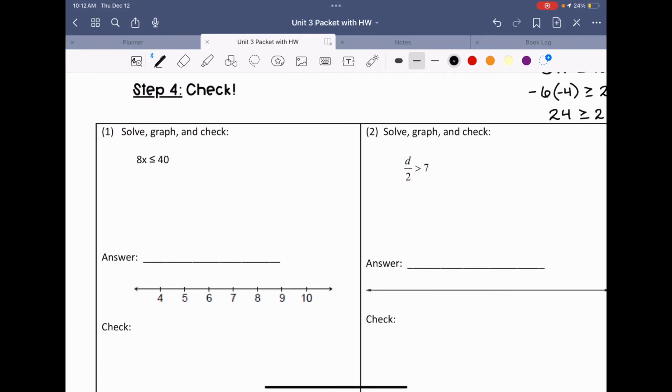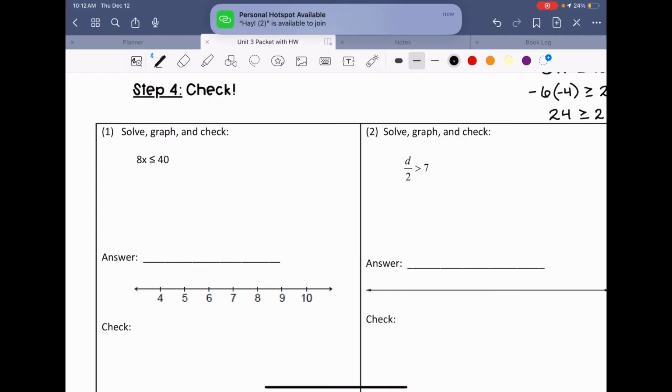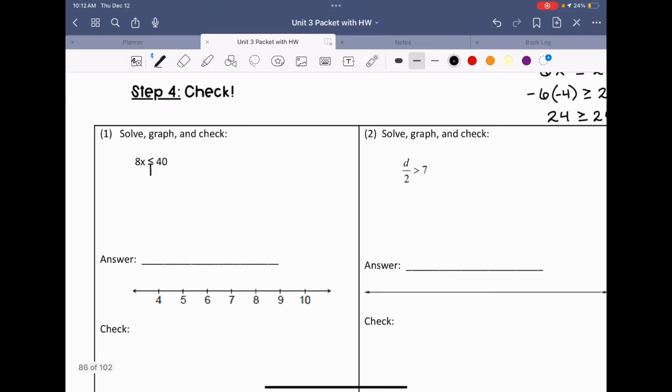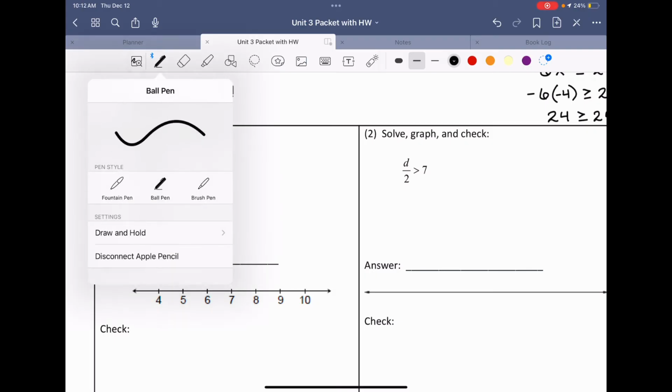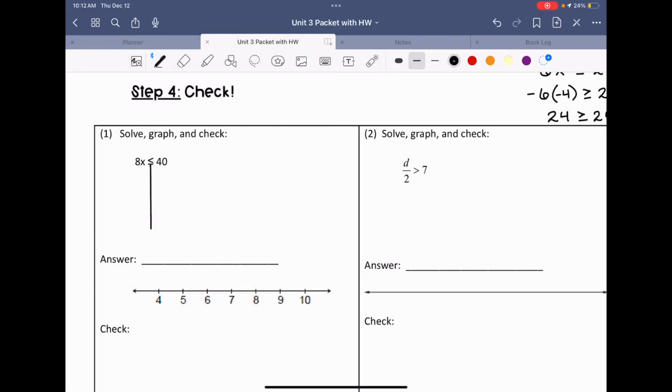It says solve, graph and check. We've got 8 times x is less than or equal to 40. So I'm going to start by drawing my line. Draw a line down where I have my symbol. And now I'm going to go through and solve. So I have 8 times x, so I have to do the opposite. So I'm going to divide both sides by 8. 8 divided by 8 is 1, so they cancel. I am left with x is less than or equal to 5.